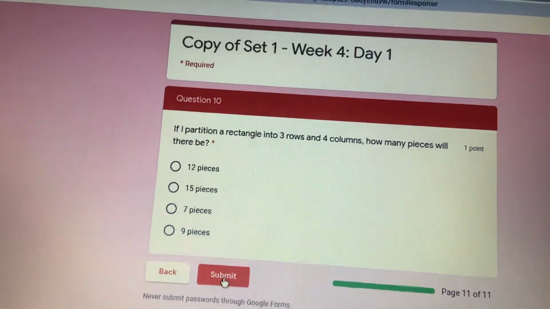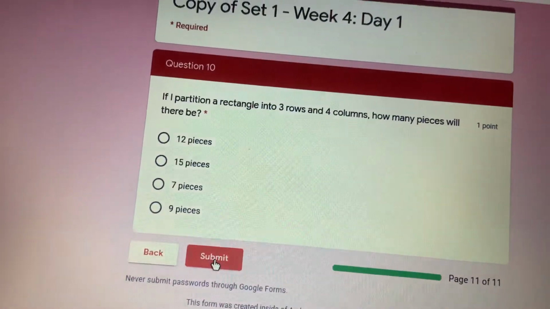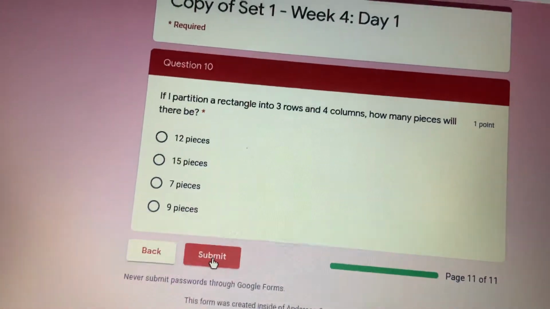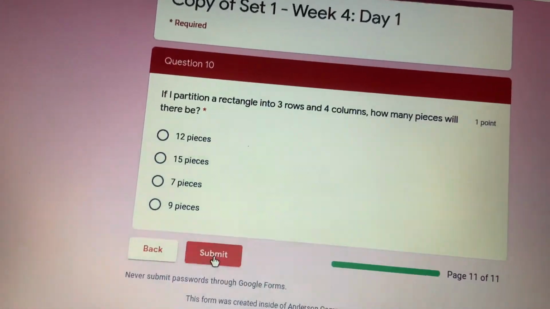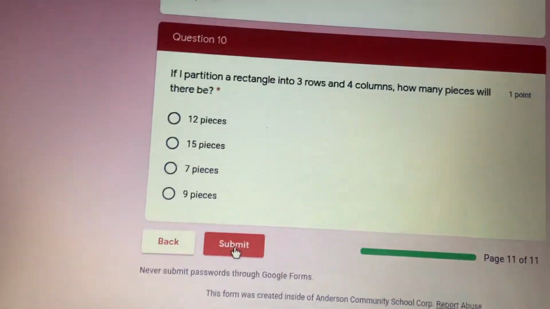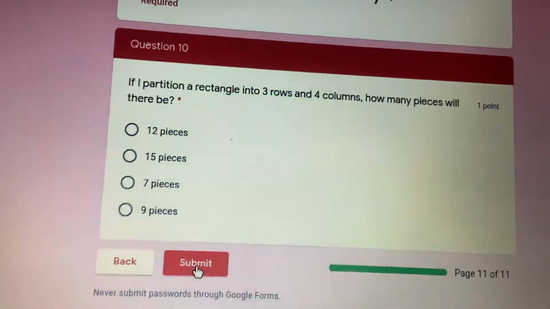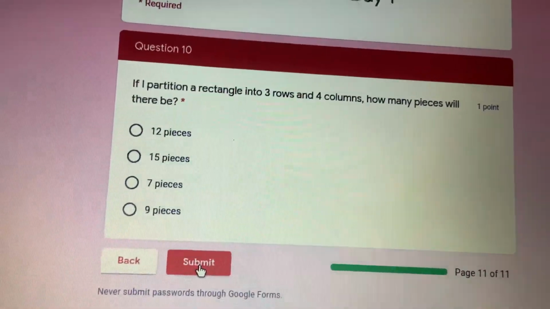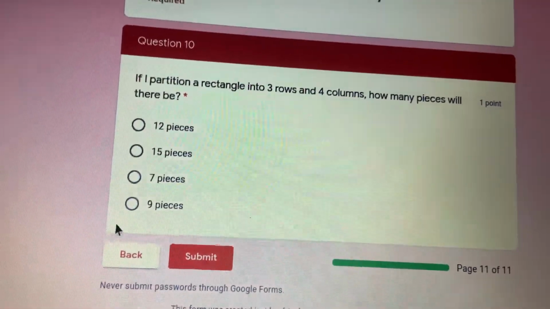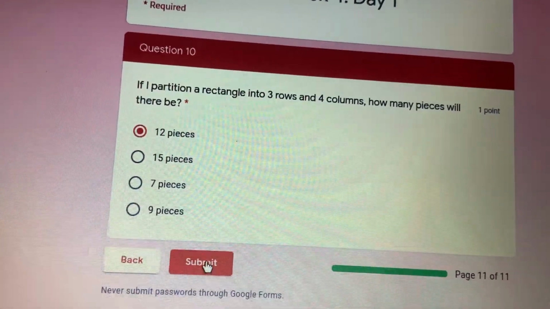And the last question says, if I partition, and remember partition means to cut into pieces, a rectangle into 3 rows and 4 columns, how many pieces will there be? Well, the best way to do this is to go over on a piece of paper, make a rectangle, and cut it into 3 rows and 4 columns and count the pieces. And if I do that, I'm going to get 12 pieces.